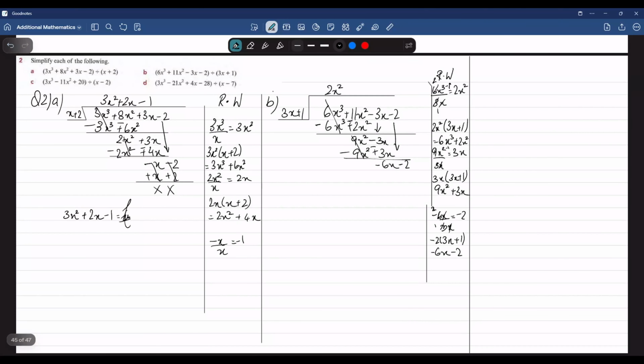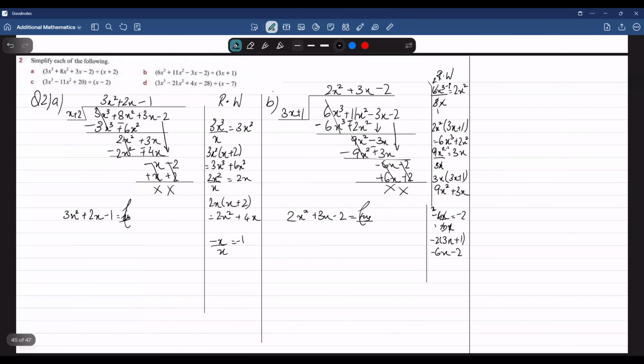I think I forgot adding in plus 3x here, and then we add in negative 2 here. When this negative 2 is multiplied by 3x plus 1, we get negative 6x minus 2. Now we multiply this by negative, so it becomes positive. This is perfectly divisible. So this tells us that 2x squared plus 3x minus 2 is equal to your answer.